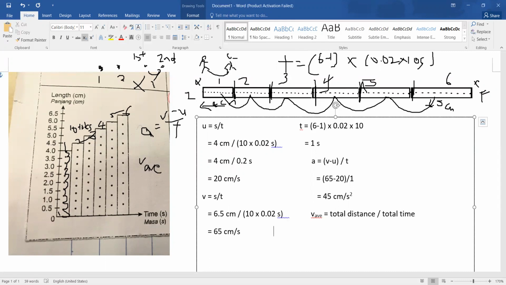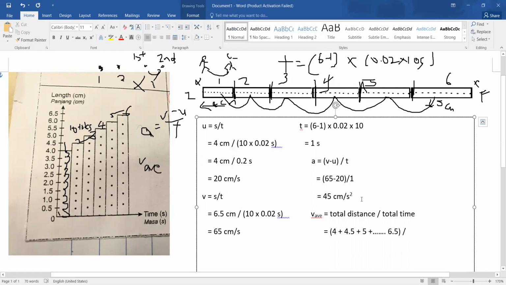All right. So for the total distance, what we're going to do is look at this long tape. At first 4 cm and then 4.5, 5, 5.5, 6, 6.5. We just add all the values of the length. So 4 plus 4.5 plus 5 and so on until 6.5. This is the total distance, divided by the time. Now from the first point, the beginning point, to the end point, what is the time?